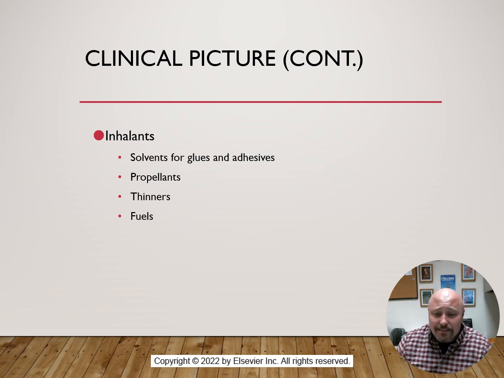Another would be inhalants, or huffing as the kids used to call it. This is solvents for glues and adhesives, propellants, thinners, fuels. And note these specific examples of inhalant types. For propellants, you're looking at aerosol paint sprays, hairsprays, and shaving cream. For thinners, you're looking for paint products and correction fluids. And fuels, things like gasoline or propane.